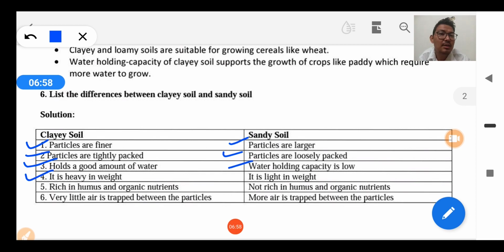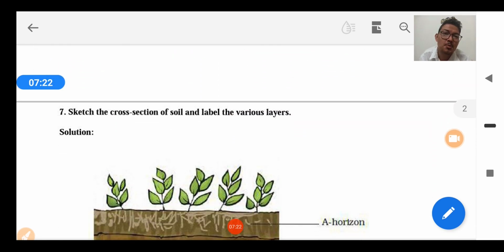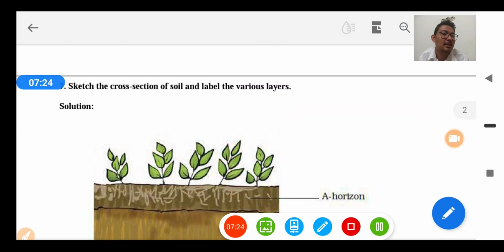It is heavy in weight and it is light in weight, and clay soil is rich in humus and organic nutrients, but sandy soil is not rich in humus and organic nutrients, and very little air is trapped between the particles. In sandy soil more air is trapped between the particles because the particle size is quite large in sandy soil.